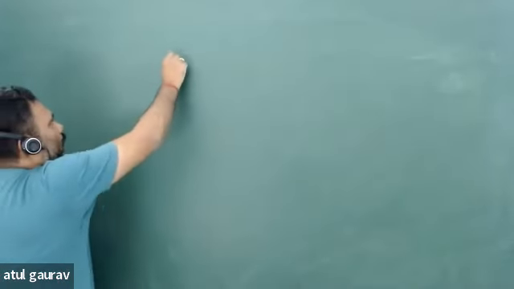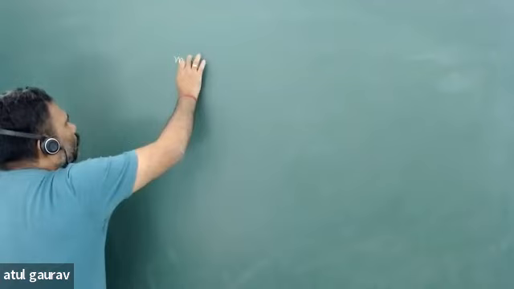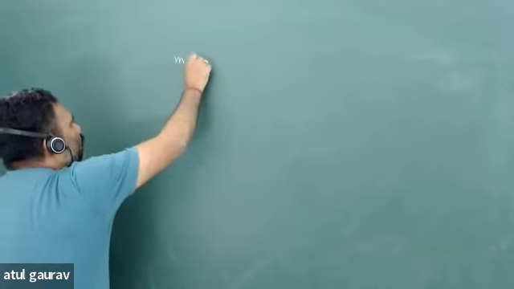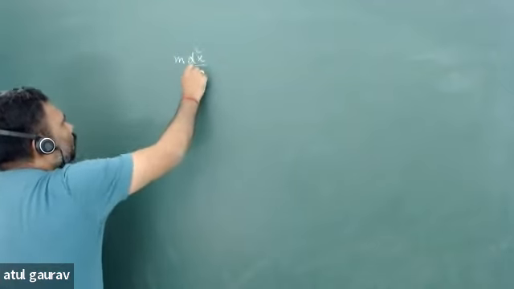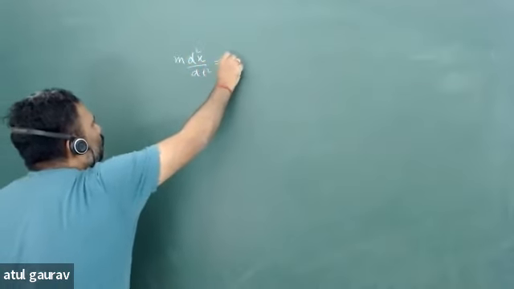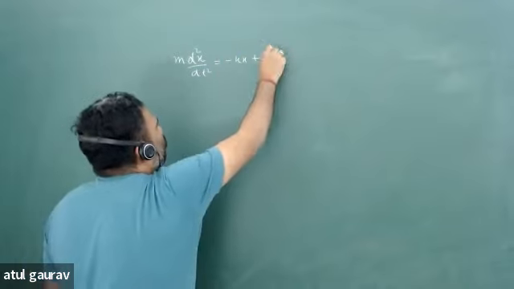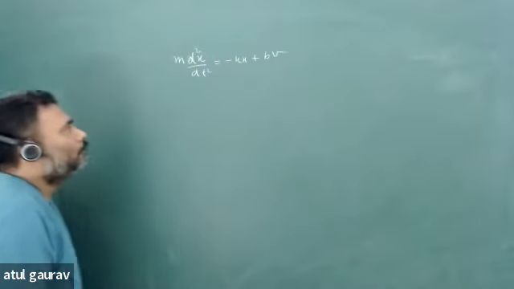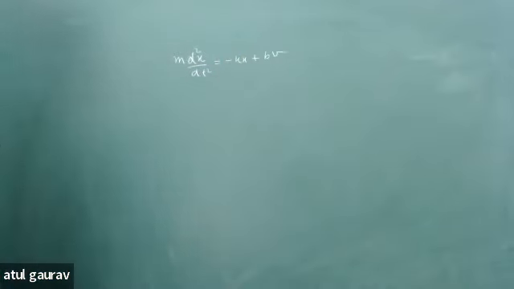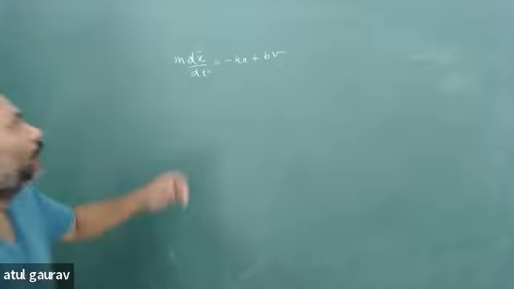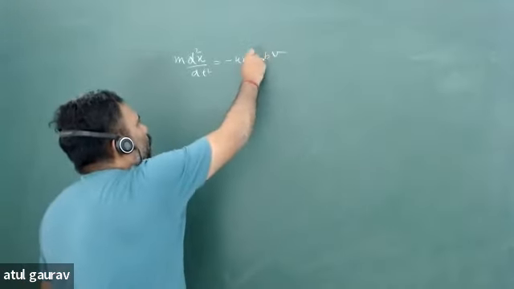So we have m d square x upon dt square is equal to minus kx, and you have some bv. We have something like this, okay? Or let me check, do we need to take 2, or what? Okay, so we can just check it. Sorry, not plus, this will be negative also.